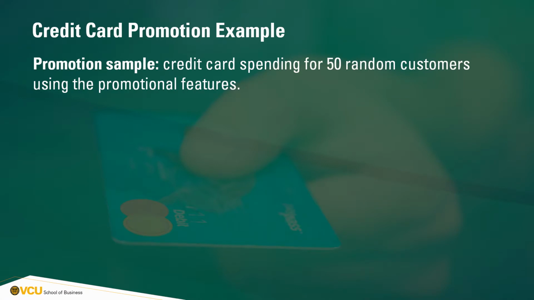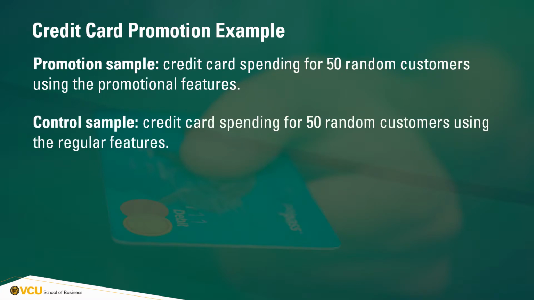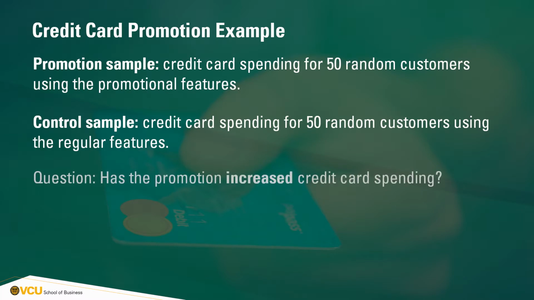To test this new credit card promotion, you send the promotion information to one sample of 50 random customers. And 3 months later, you collect the spending of these 50 customers, and then collect the credit card spending during the same time period of another random control sample, also of 50 customers, who obviously is oblivious as to the existence of such promotion. Question is, has the promotion increased credit card spending? Let's test this question with a two-sample t-test. And because we are looking for an increase in spending, then we need to build a right-tail test.